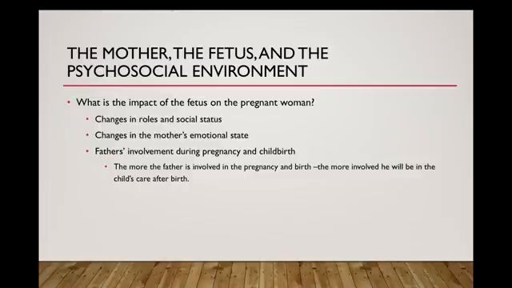If she is in good health and having a good psychology, so to speak, of the pregnancy, then the child should be fine. If not, if there's undue stress and certain emotions, it can have an effect on the development of the child. They found that the more the father is involved in the pregnancy and the birth, the more involved he'll be after the birth.